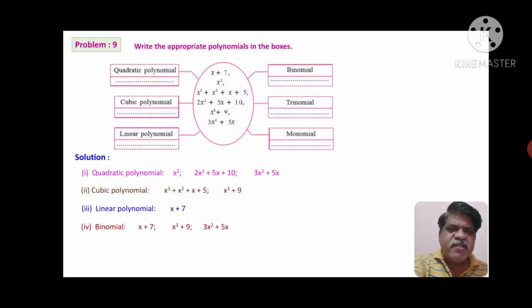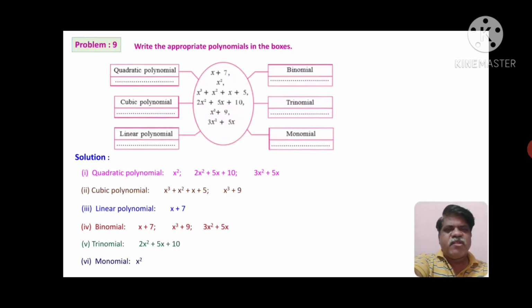Those are x plus 7, x cube plus 9 and 3x square plus 5x. Means only 2 terms are expected in a binomial polynomial. Then in trinomials you could find 3 terms, that is 2x square plus 5x plus 10, this one. Then last, monomial having the single term, that is the x square. So friends, this is practice set 3.1.